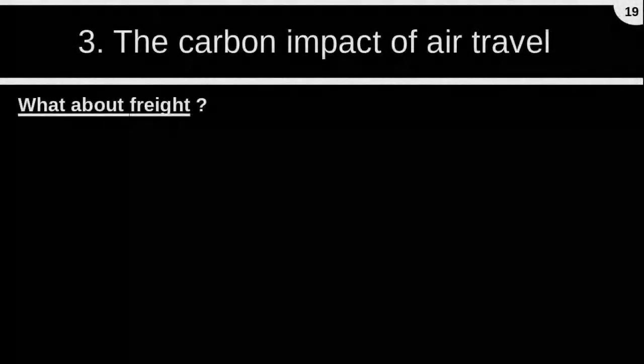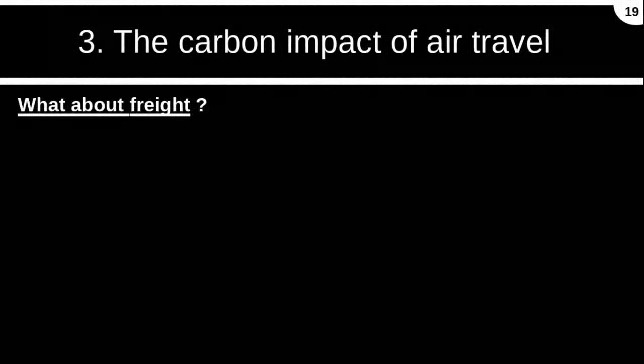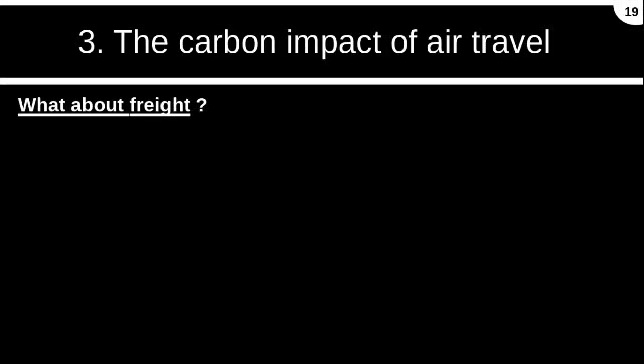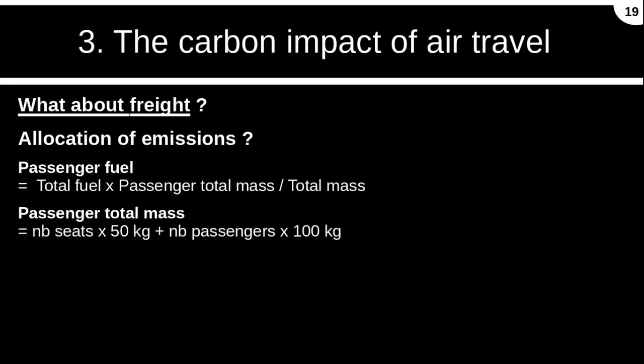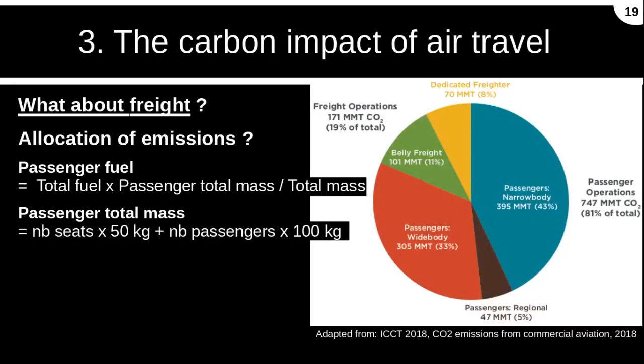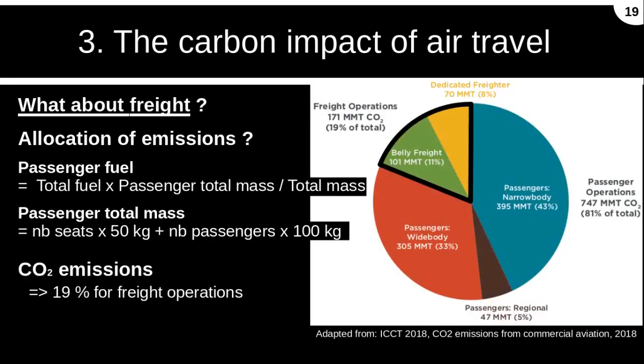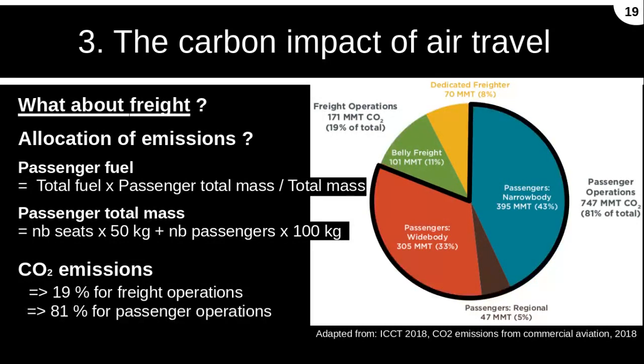What about freight? There are cargo freighters dedicated to freight transport, but some aircraft transport both passengers and freight. One usual allocation rule between passengers and freight is a mass allocation, considering 50 kilograms per seat and 100 kilograms per passenger. The result is a global share of nearly 20% for freight operations and 80% for passengers.